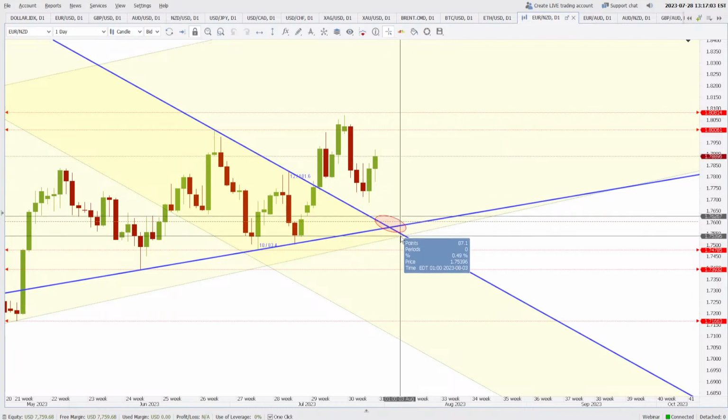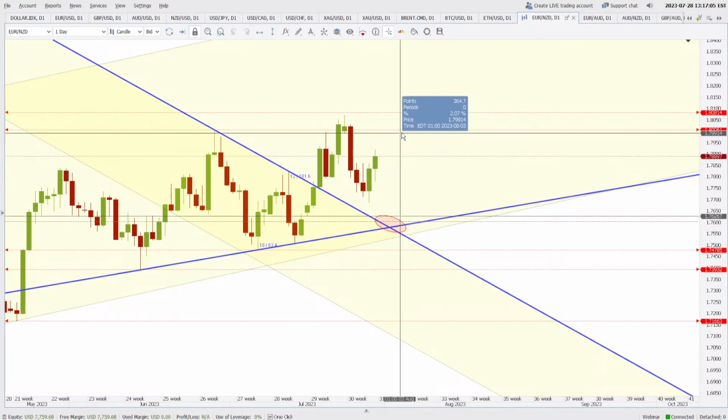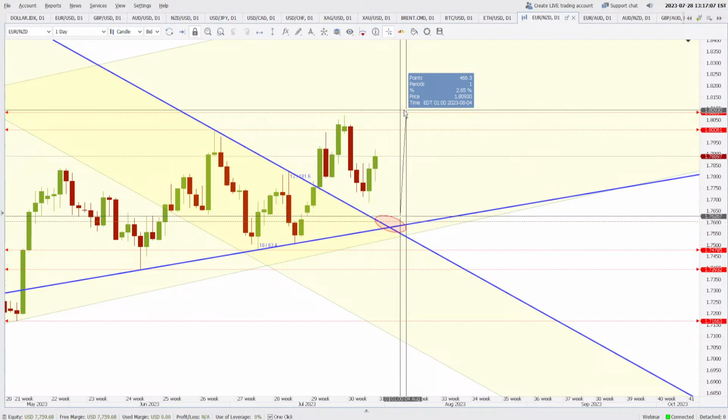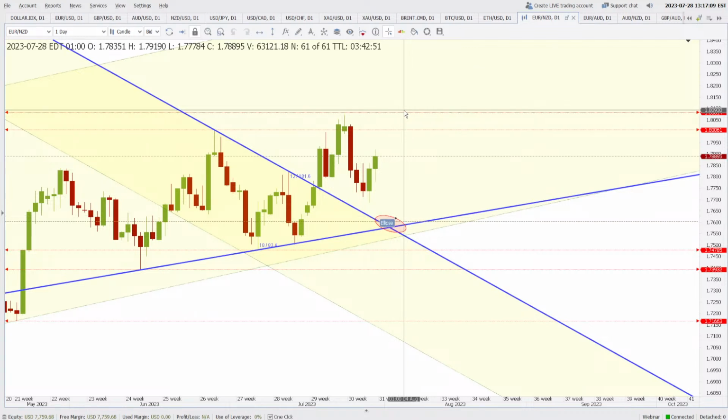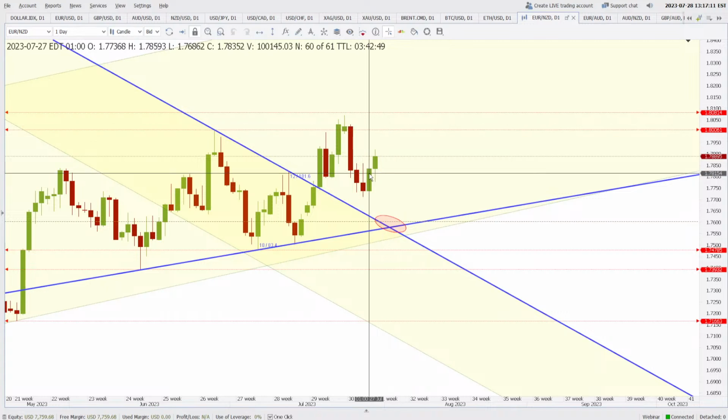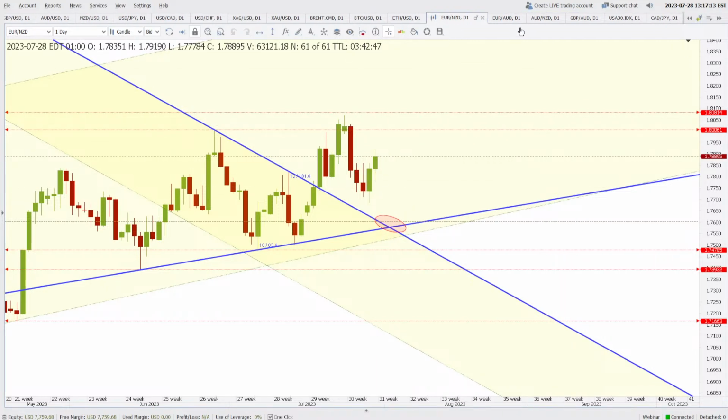But if we buy it here and keep a stop loss here of 100 points and then target this 300 or 466 points, then it will be a better idea. Yes, this is a buy, but not at the current levels.